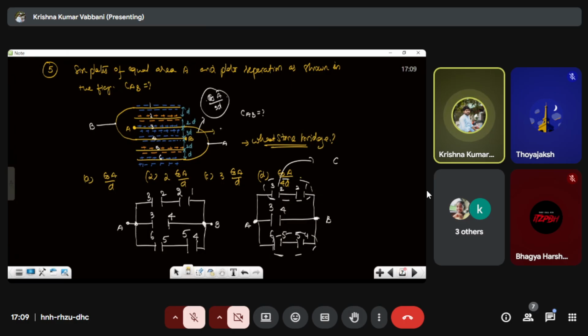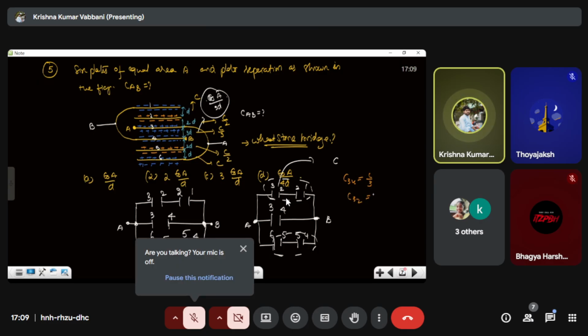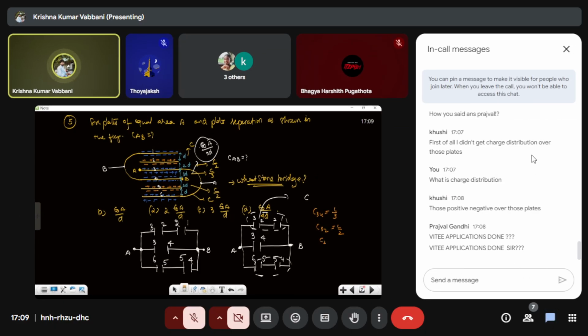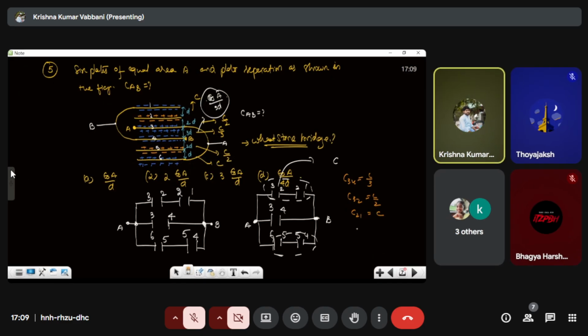Here this capacitance is C by 3. Here the capacitance will be C by 2. Here the capacitance will be C. Here C by 2. Here C. So the capacitance between 3 4 is C by 3, 3 2 is C by 2, C21 is C, C65 is C by 2, and C54 is going to be C by 2.